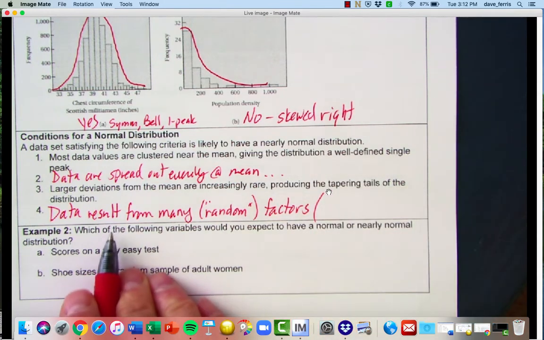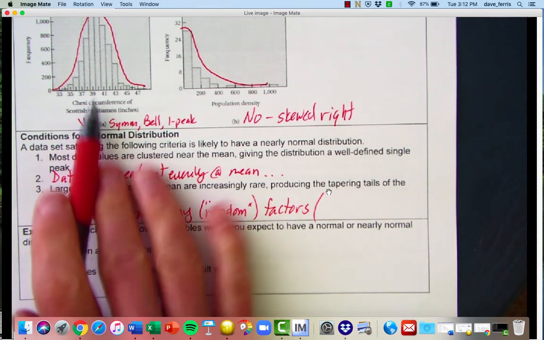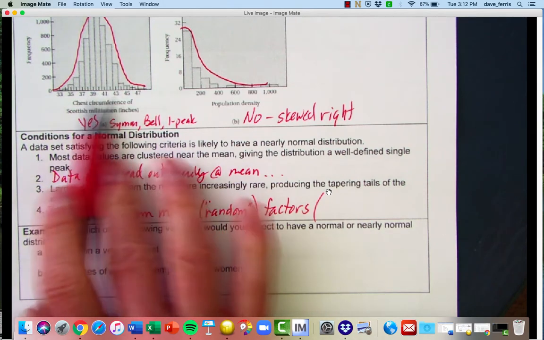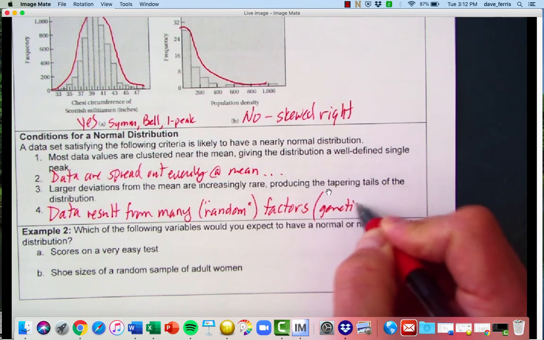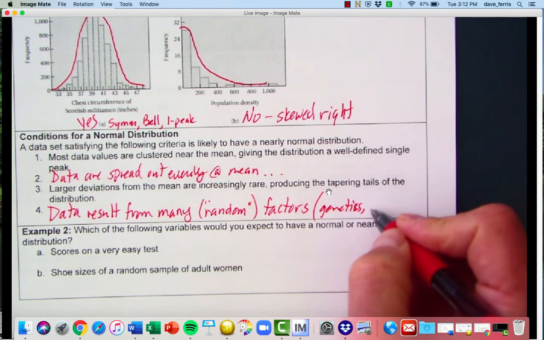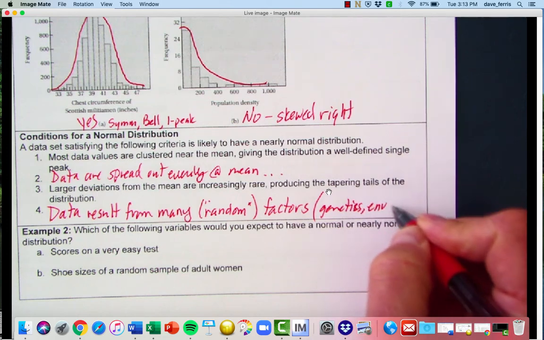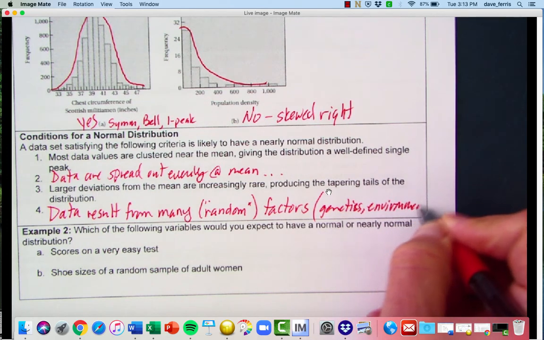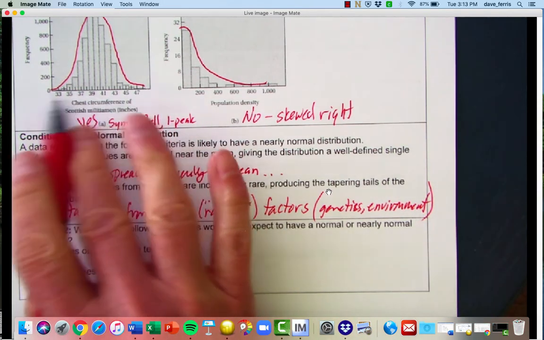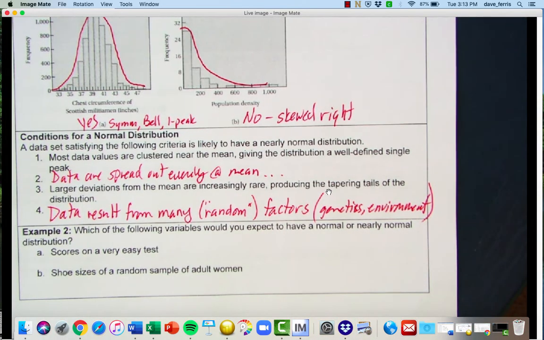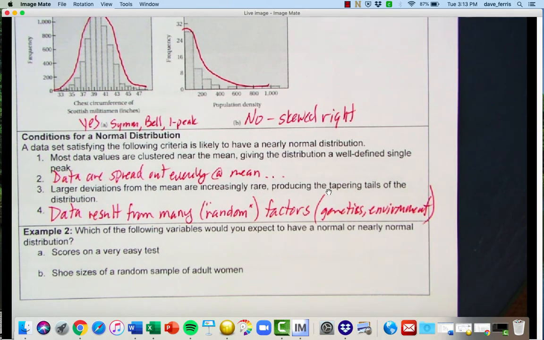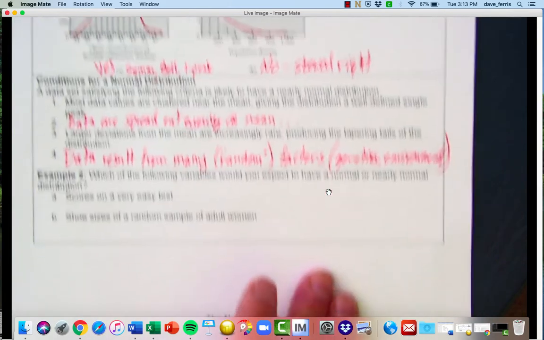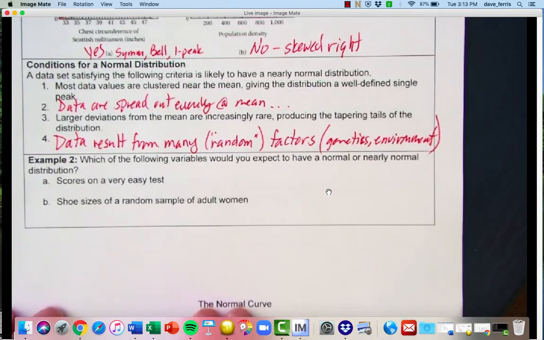For instance, the chest circumference, most men have chests somewhere around 39 to 41. That's pretty typical, pretty average. But due to genetics, due to maybe nutrition, due to environmental things, you might have some men that are bigger chested and some that are smaller chested. Those are just things that happen sort of randomly or by chance, and that's what accounts for the two tails on both sides. So those are the conditions that your book says will generate a distribution that is what we call relatively normal.